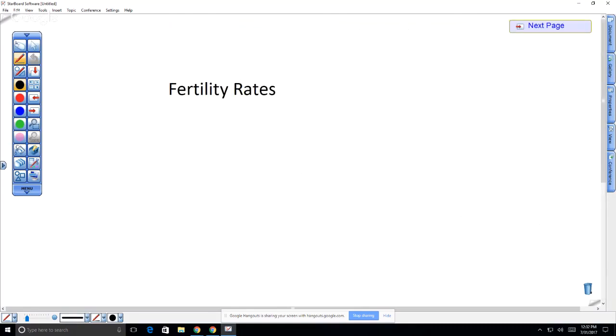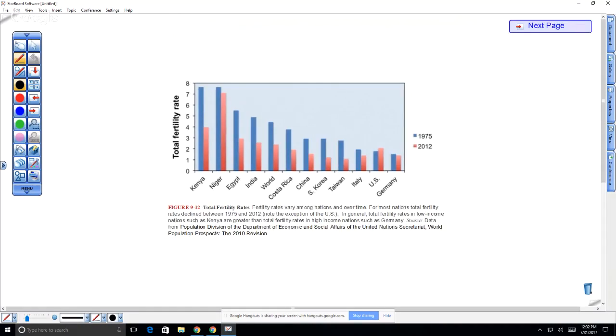Okay, so we just talked about fertility rates. This is interesting. This shows that worldwide the fertility rates are decreasing. Here 1975 is blue and 2012 is red. So we see an increase or decrease. Interestingly, in the US, from 1975, we actually see a slight increase in fertility rates.